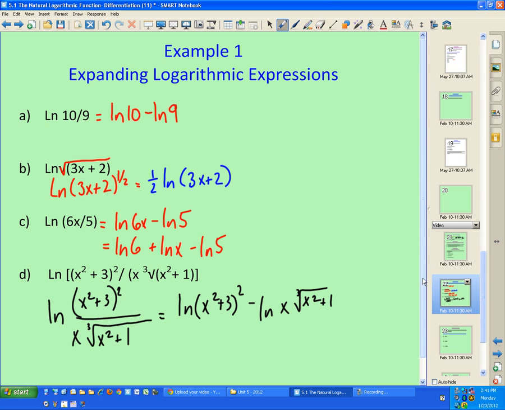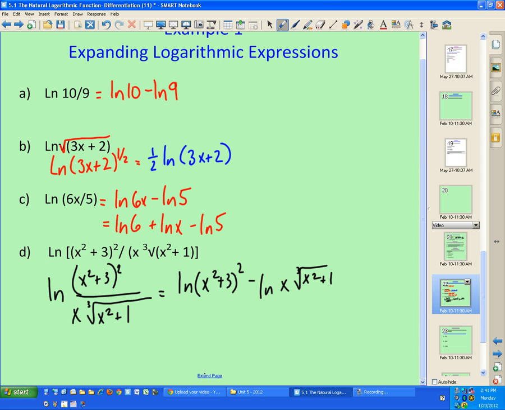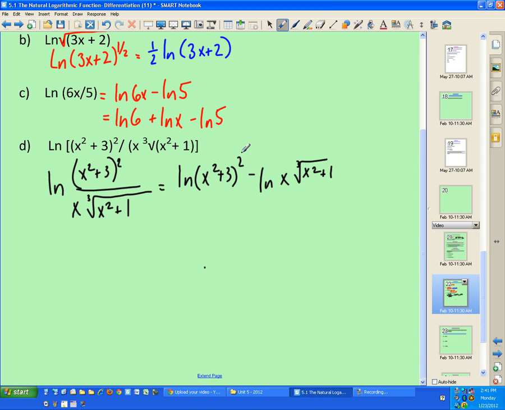And so to continue this on, I can put the 2 out front. So I get 2 times the natural log of x squared plus 3. Remember, there are no rules for breaking up natural logs with addition and subtraction, so this is as far as this part will go. Over here I have these parts being multiplied together, the x times the cube root.